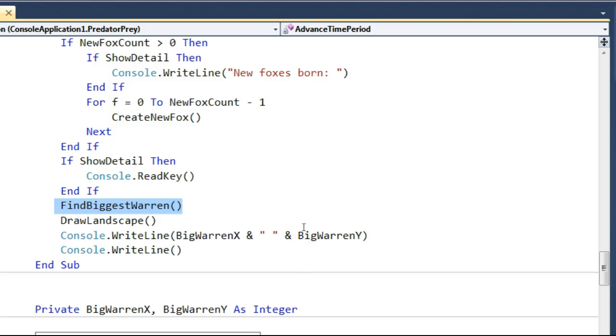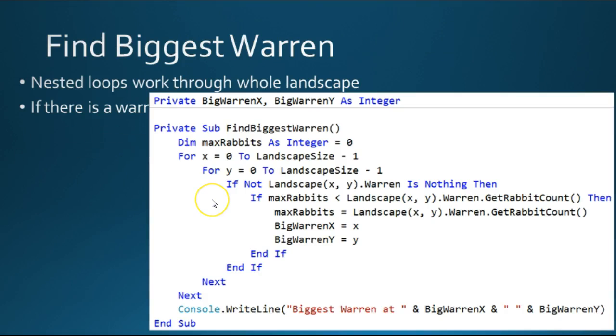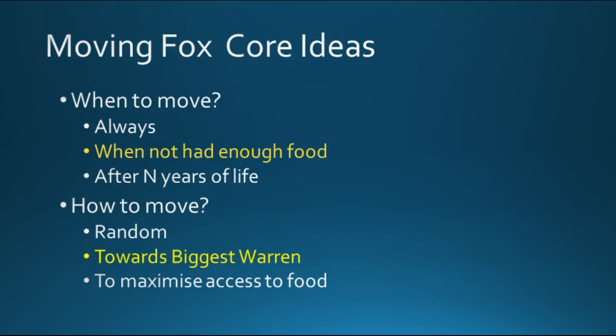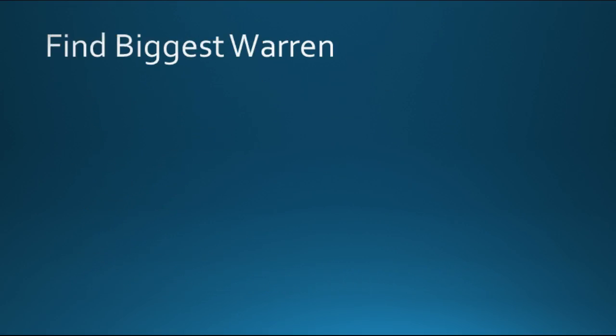So, a little bit of a marathon. We've just worked out how to get a biggest warren, how to identify whether a fox should move, based on if it's not got good enough food, and we've also worked out how to execute the fox move within the simulation.